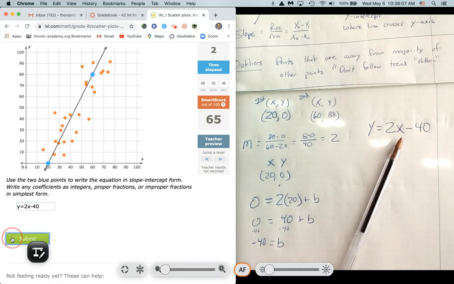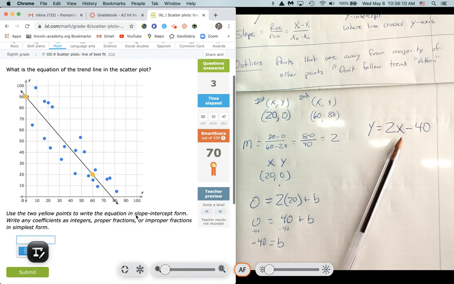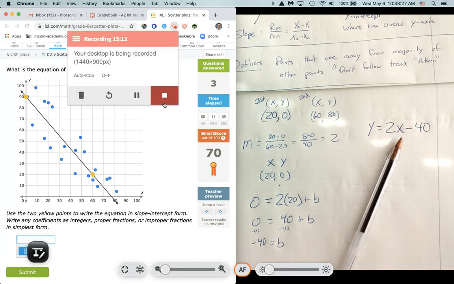Again, hopefully this will be a good review of writing linear equations. Plus, it introduces you to these scatter plots and lines of best fit, because that's something you should recognize: lines of best fit, scatter plots, trends going down or up. If you have questions, please do contact me and I will help you.